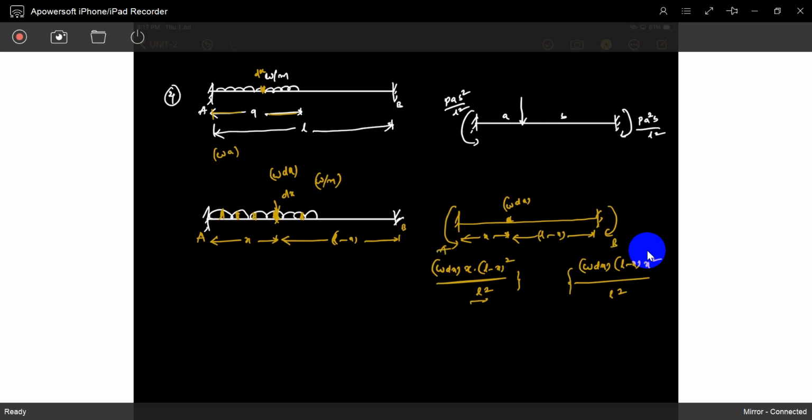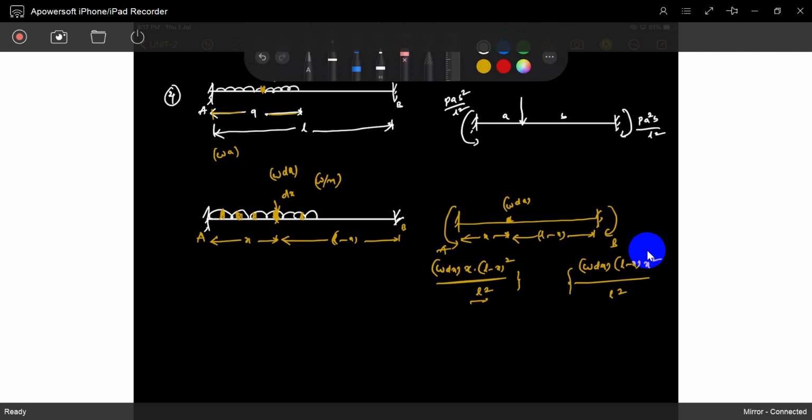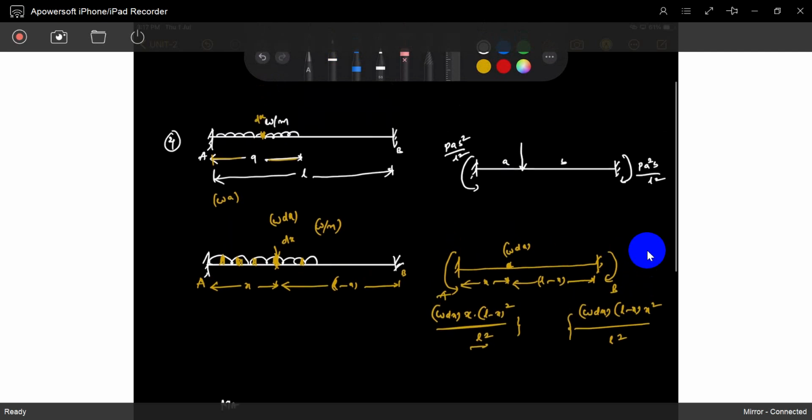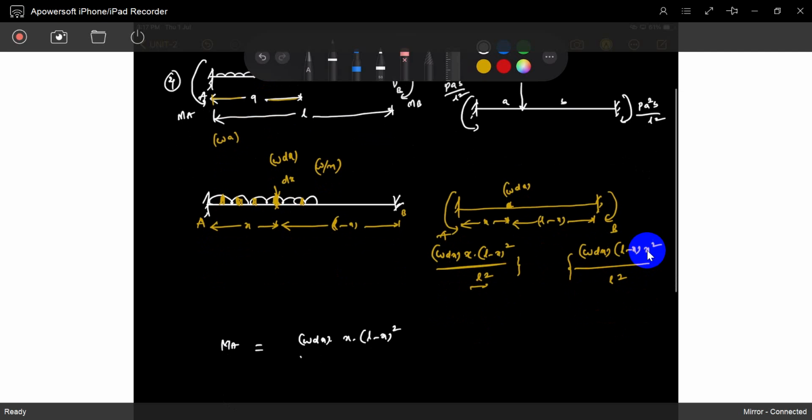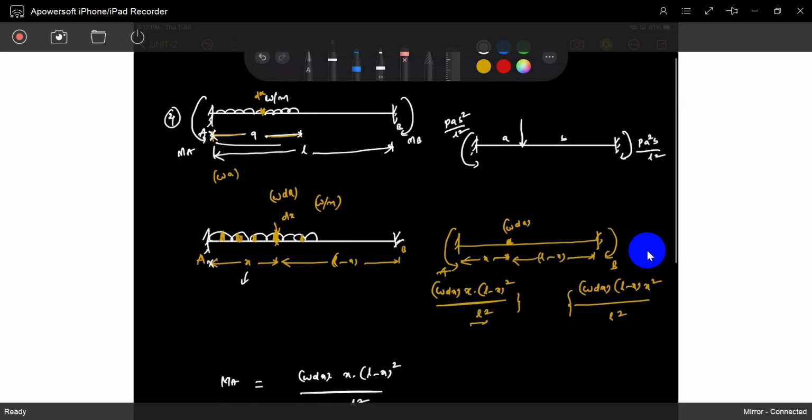So for the remaining, how do we get the total? The total MA is obtained from W dx times x, L minus x square, divided by L square. We integrate. X is changing from 0 to A. That is the total contribution.